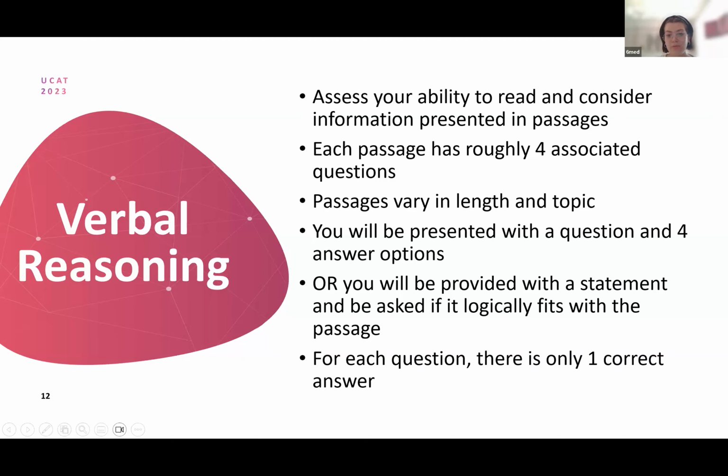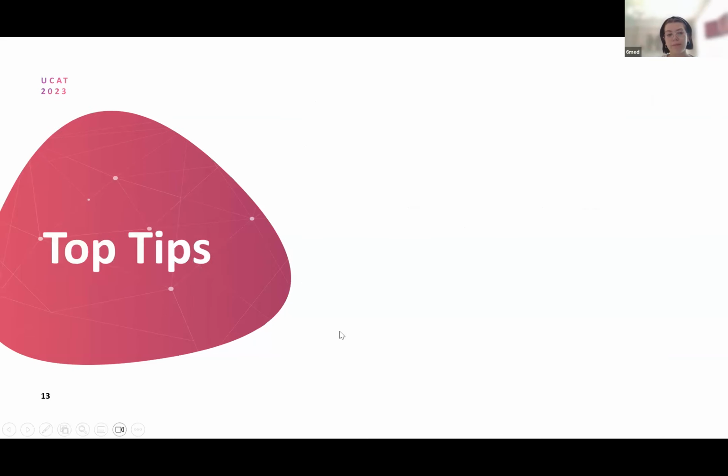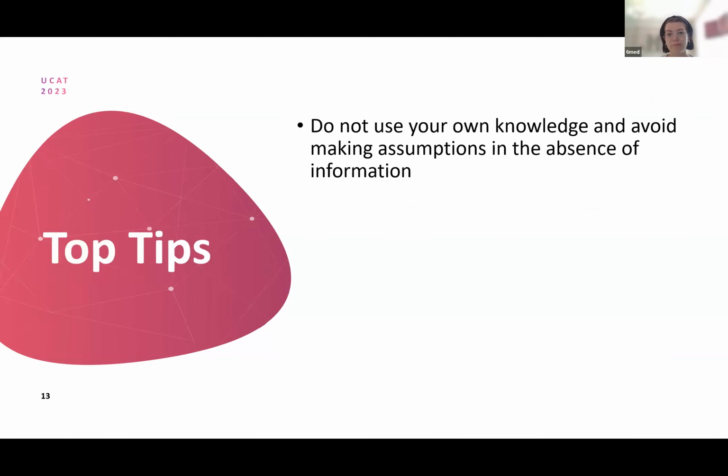And in verbal reasoning, there's only one correct answer. If you get it right, you'll get a point. If you don't get it right, there's no negative marking, but there's also no partial marking in verbal reasoning. You don't get half marks, basically.